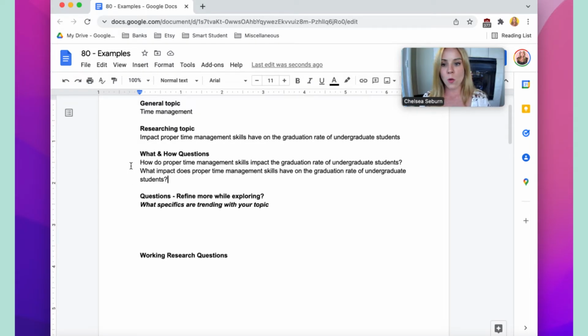So, how do proper time management skills impact the graduation rate of undergraduate students? Or, what impact do proper time management skills have on the graduation rate of undergraduate students? These are two really great starting points. This is not a research question, let me just point that out right now. But it's a great starting point for finding yours.